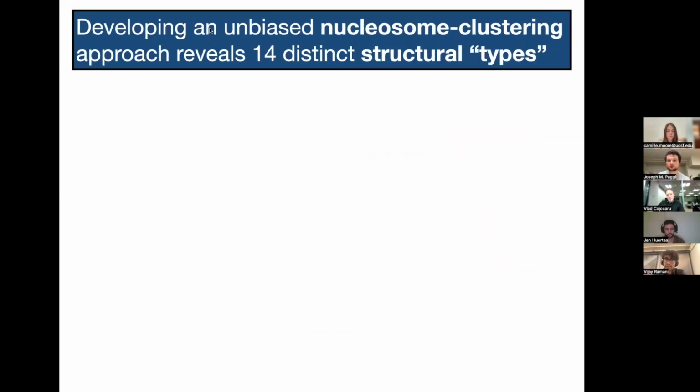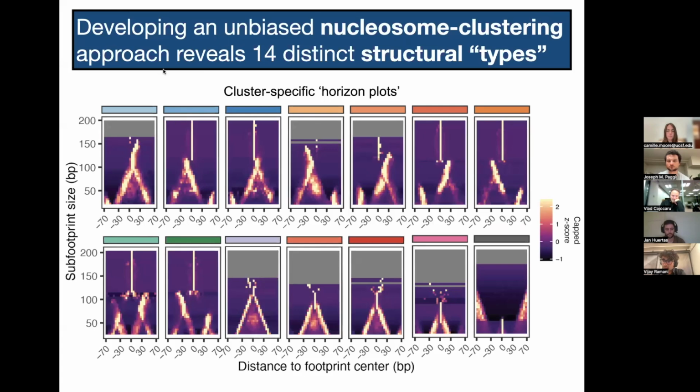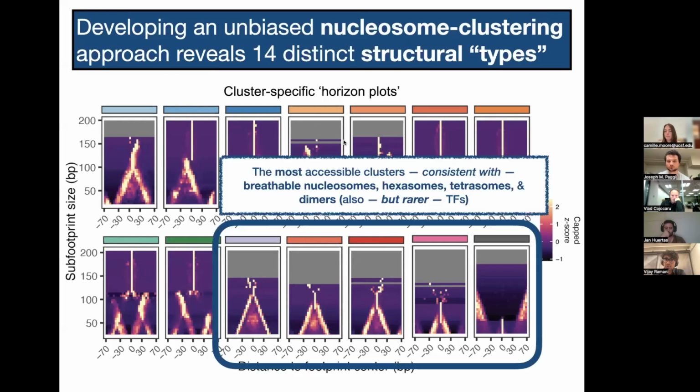And so we came up with an unbiased clustering approach that basically breaks that average down to 14 distinct structural, what we call types. And I'll just break down these types. These seem to be the most accessible clusters. We think these are consistent with highly breathable nucleosomes where we actually see evidence for a tetrasome, but we also see evidence of labile, what we think are dimers, but also what we think might be hexasomes, tetrasomes, and also rarer, these very short footprints that we think are consistent with dimers, but also TFs.